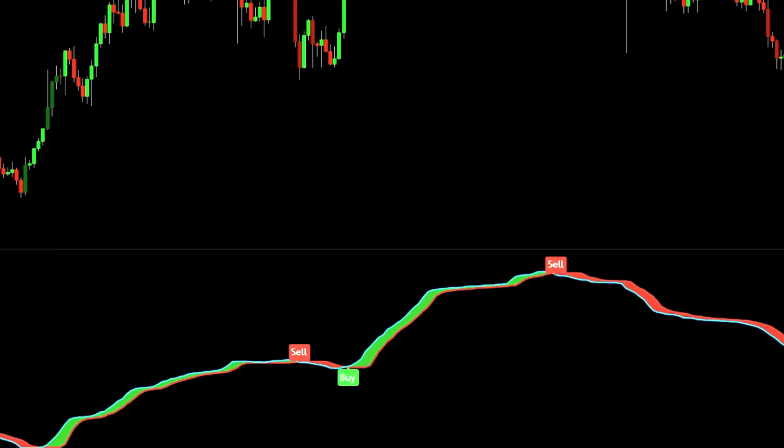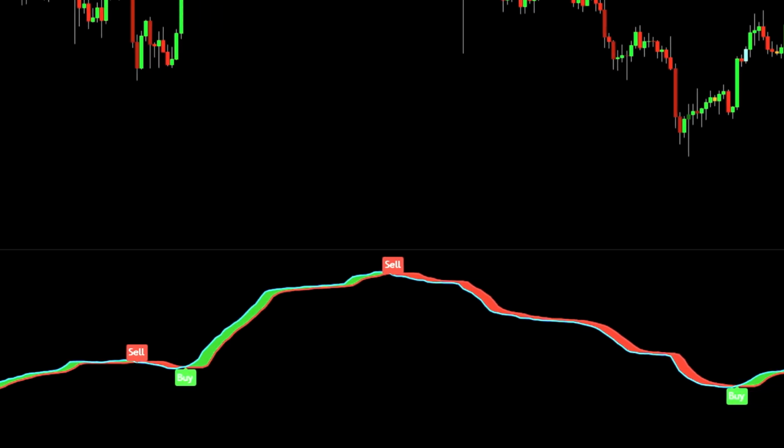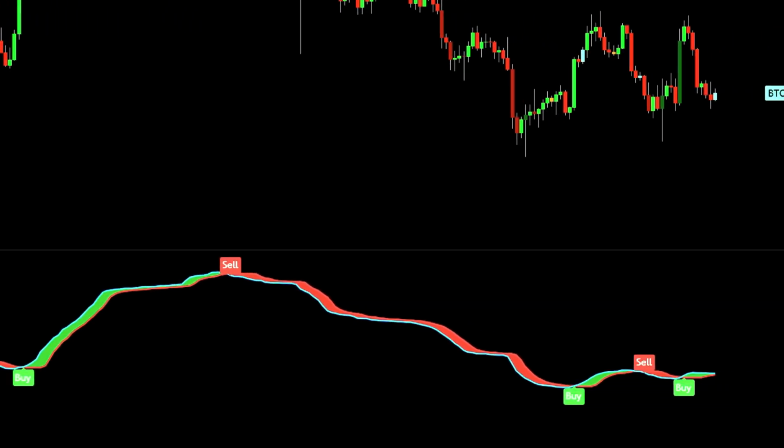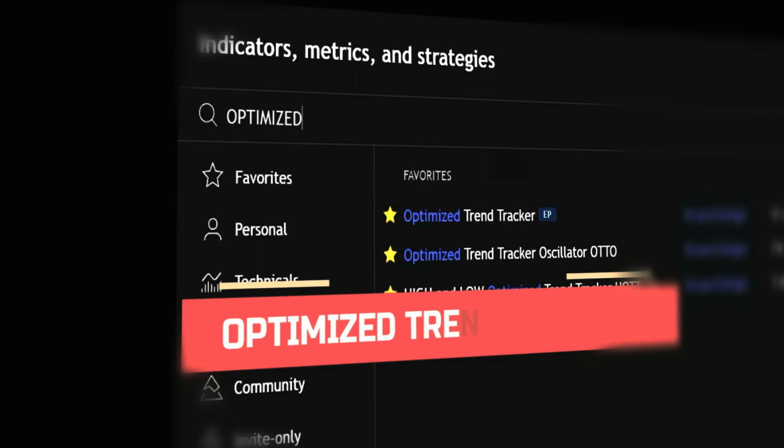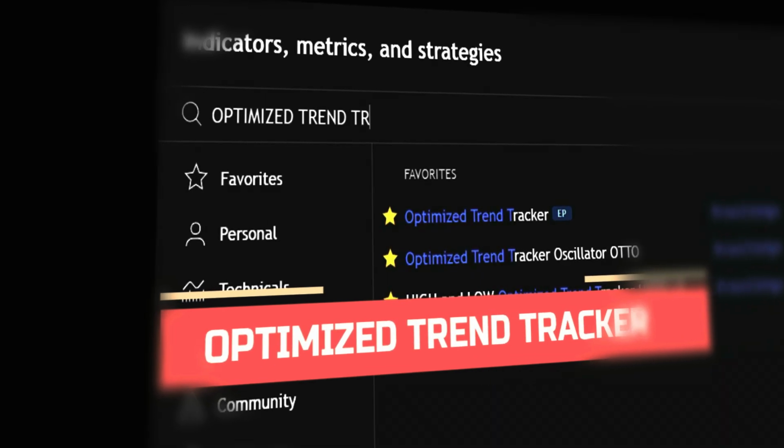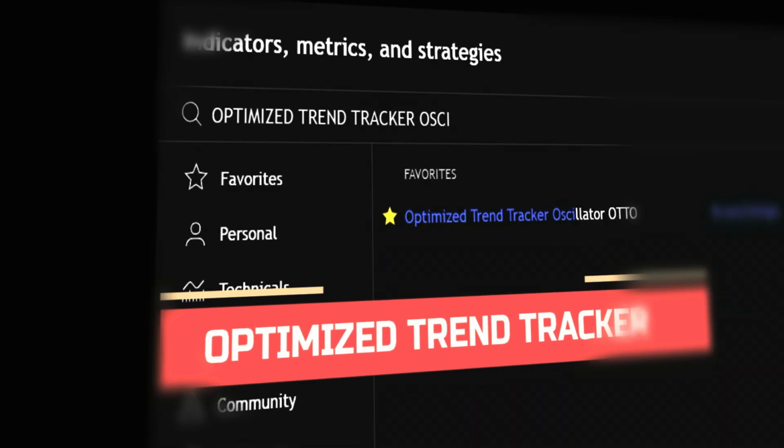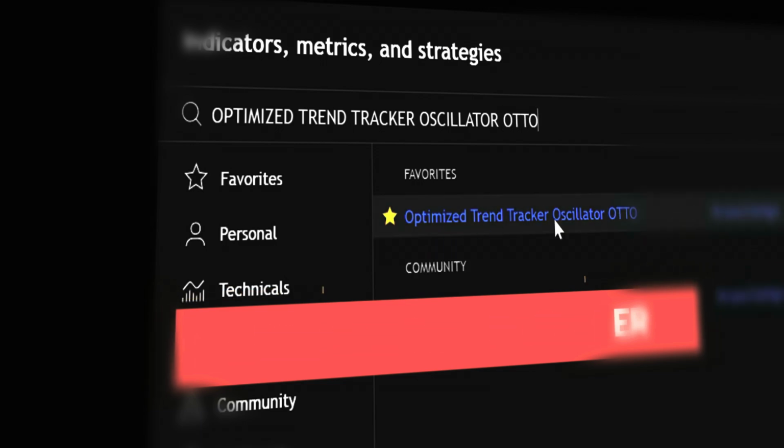Now for the ribbon I'm using at the bottom as a momentum and trend filter, that's a separate indicator. It's called the optimized trend tracker. Remember, the goal here isn't about finding a perfect system, but about building a clear, repeatable process that makes sense to you.